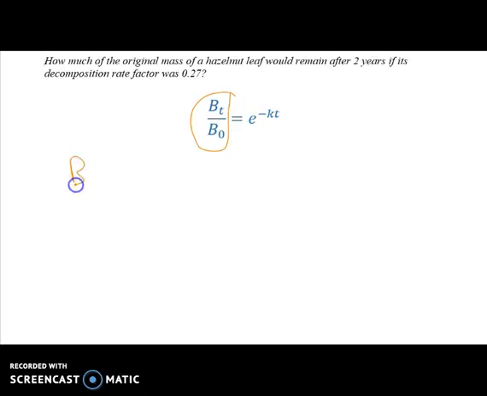Well, we want to know b sub t over b sub 0, and it will equal e to the negative k, which in this sense is 0.27 multiplied by t. In this example, t is 2 years. So all we have to do now is solve for our proportion. And to do that, the first thing I like to do is take the negative 0.27 multiplied by 2.